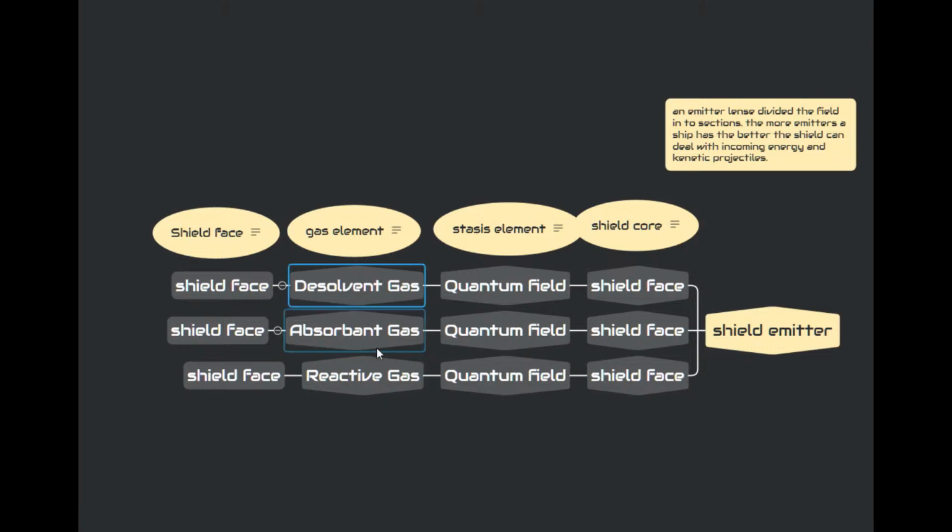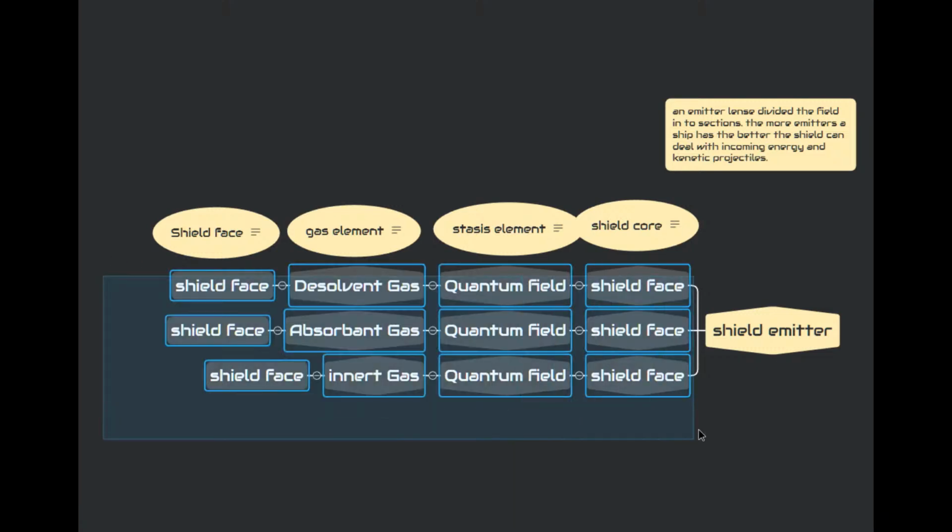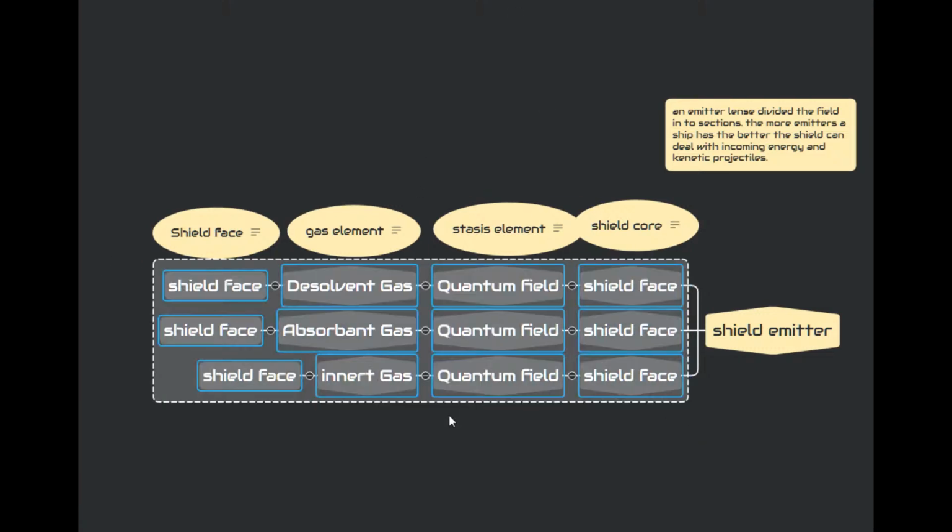All right, so inert gas. We'll use inert gas as an idea. So the shield face, I actually want to have these all match. So can we do a boundary? And then can we balance these out? Align floating topics.